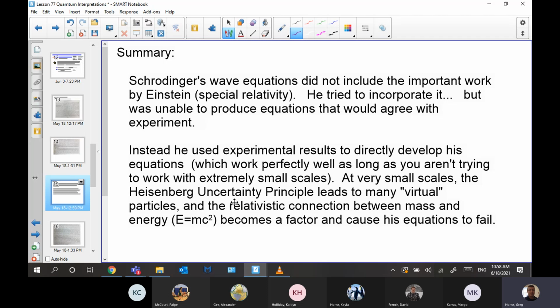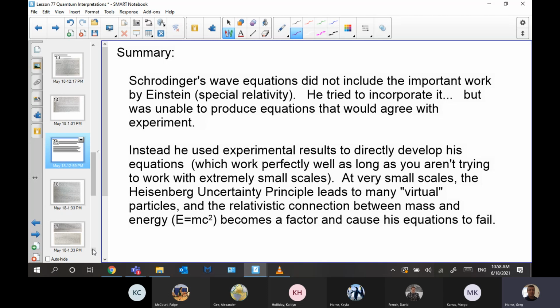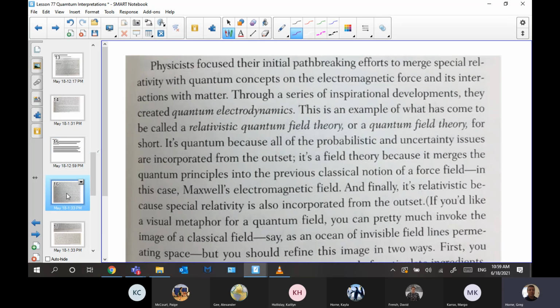So at very small scales, with the many virtual particles we've seen, the connection to relativistic mass becomes a factor, and his equations fail. It leads to infinite energy predictions and infinite probability predictions. The particle has an infinite chance of being at all locations. Be like, yeah, that's just not logical. So the fix: physicists focused their initial path-breaking efforts to merge special relativity with quantum concepts on the electromagnetic force and its interactions with matter. Through a series of inspirational developments, they created quantum electrodynamics. So Maxwell's equations of electrodynamics, they made quantum electrodynamics.